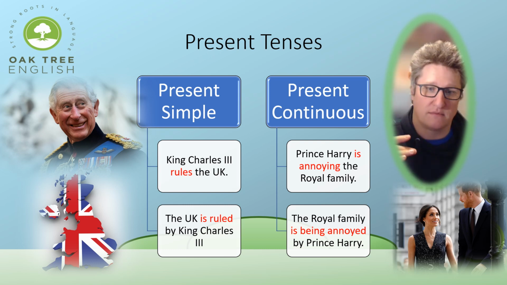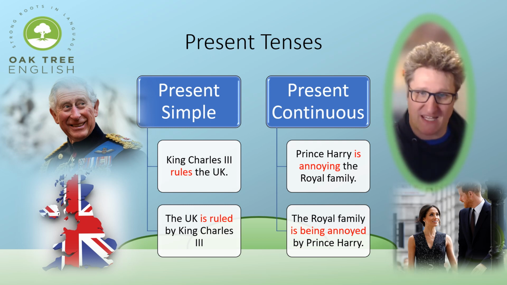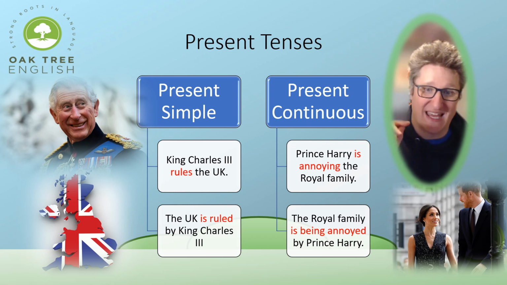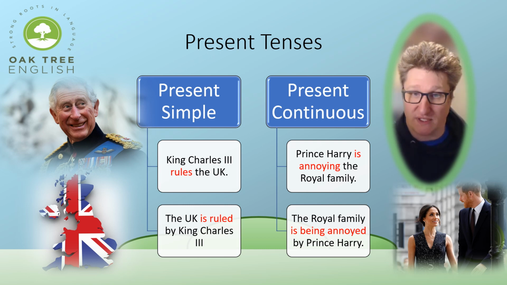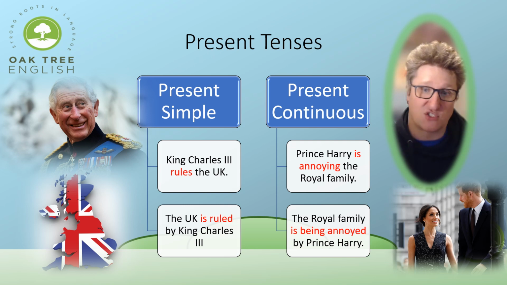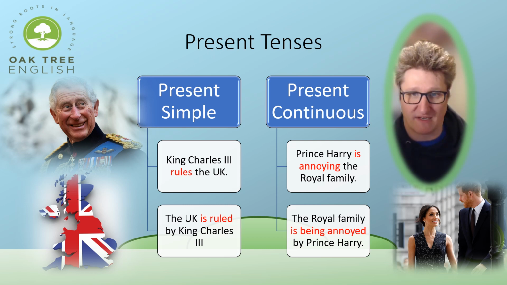The royal family is being annoyed. Prince Harry is annoying. That's the active voice. In the passive voice, notice being there, be has changed into the present participle, which is the ing form, is being annoyed. And annoy has changed to the past participle because it's following be, the passive auxiliary.